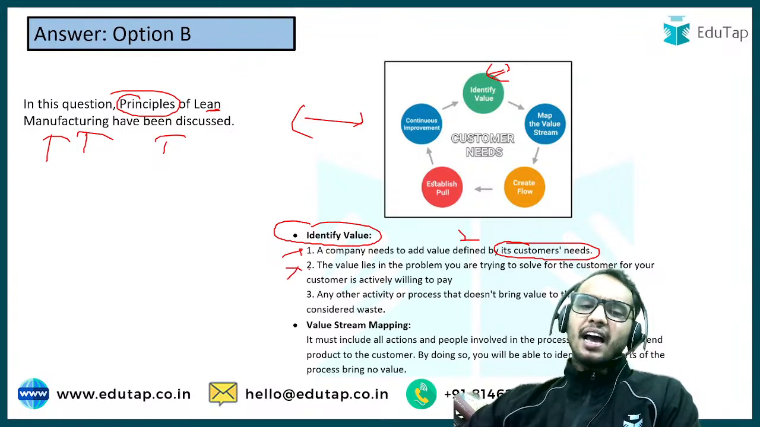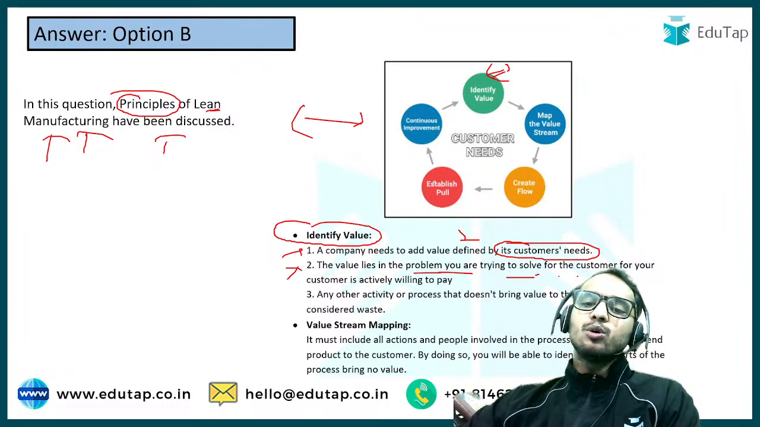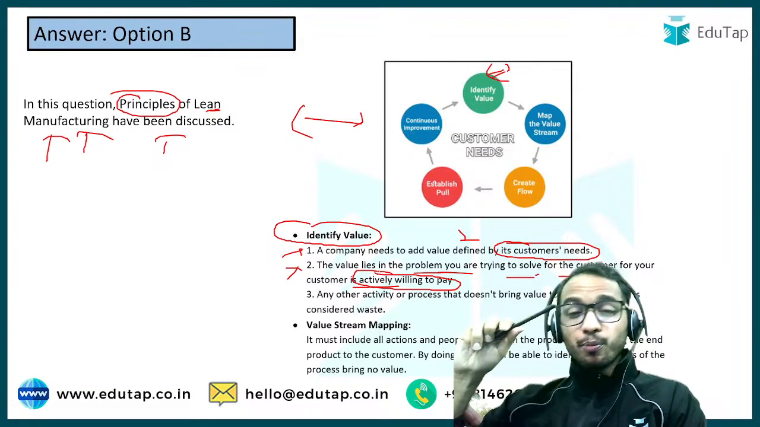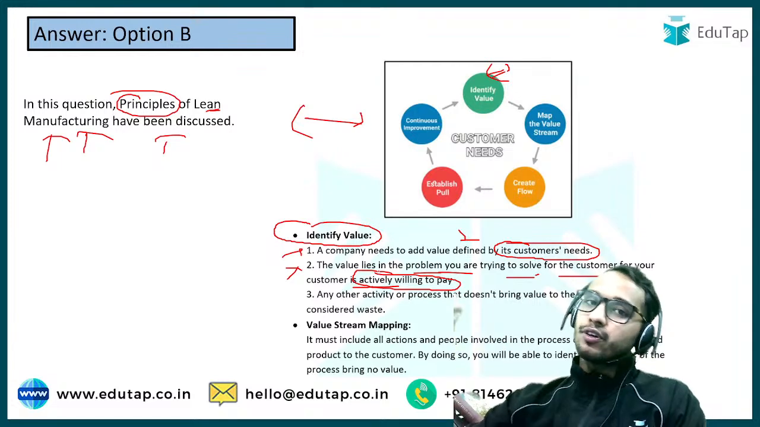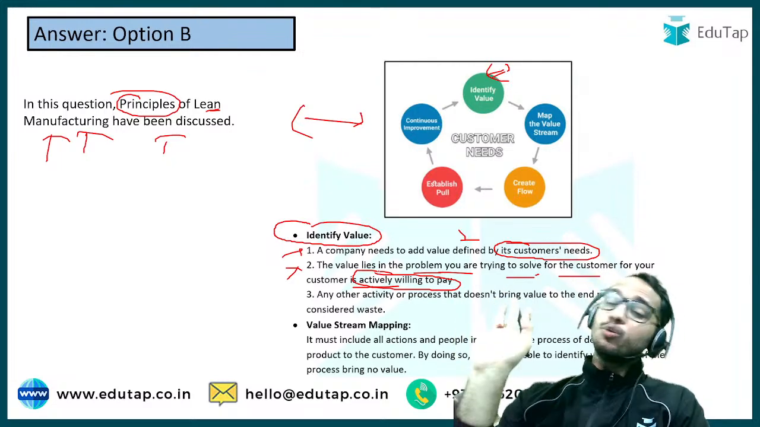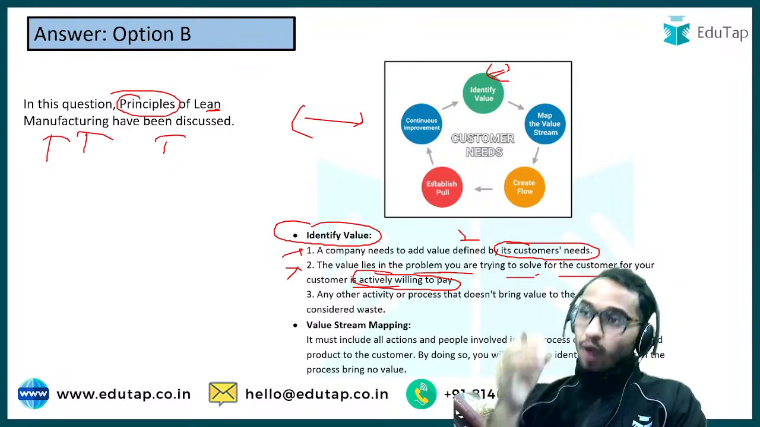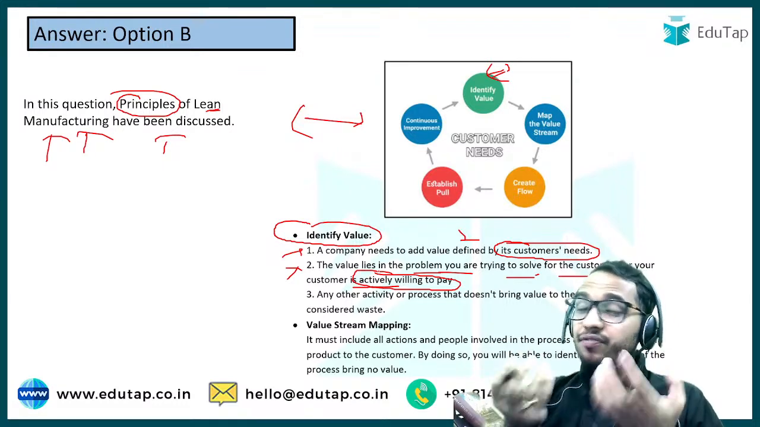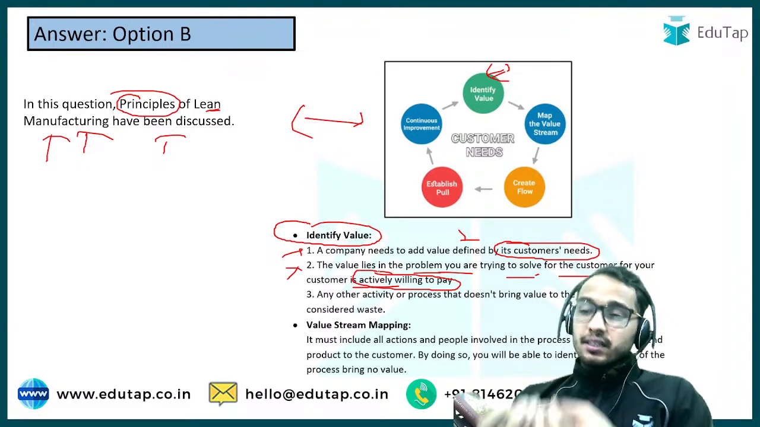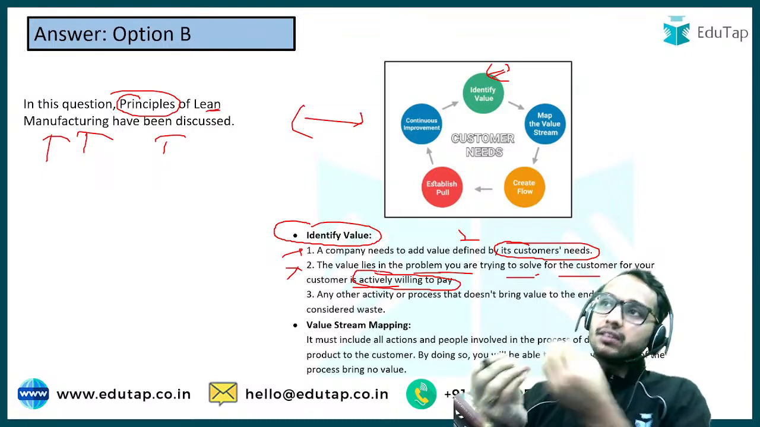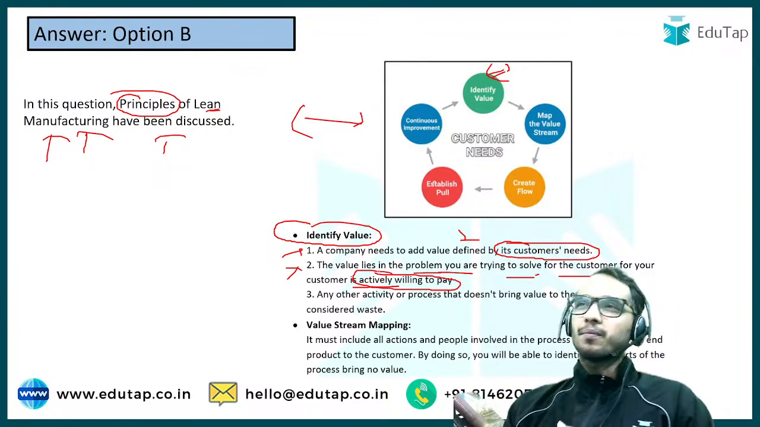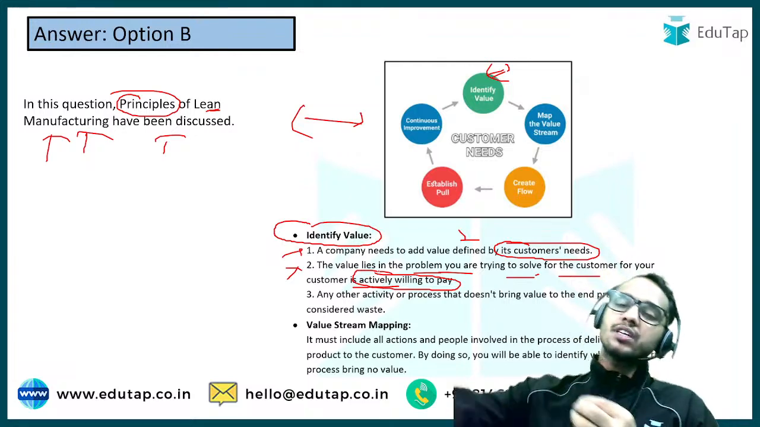Basically, value lies in the problem you are trying to solve for your customer, which the customer is actively willing to pay for. So you need to see what the problem area is and what the solution for that is, and the customer is willing to pay for that solution. So that you need to identify. The first principle is that you need to identify that value. Okay? That unique thing that will make your product appealing to the customers.